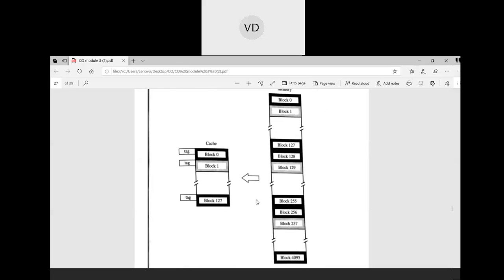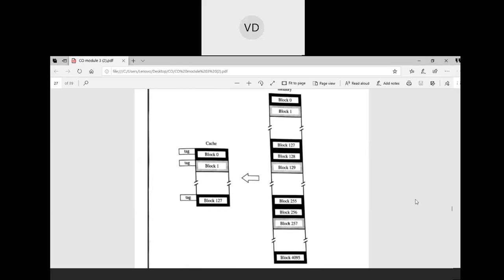So what is the advantage here? This is very simple. Using just one simple formula, that is j mod 128, we are going to store the data.